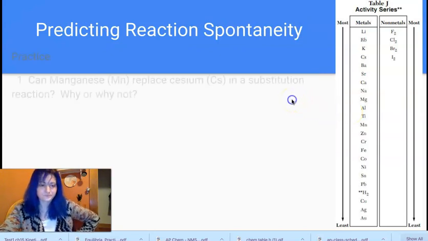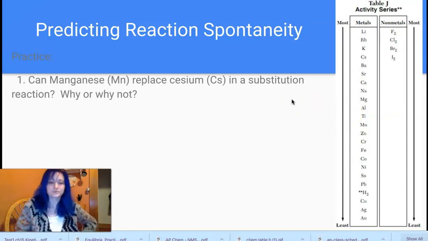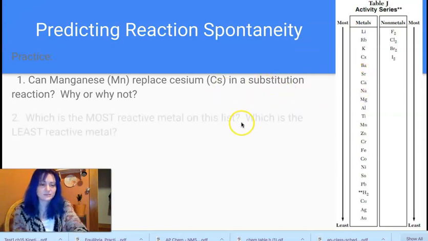Okay, so let's practice. Can manganese replace cesium in a substitution reaction? Why or why not? This is a very straightforward, classic Regents question. Manganese is here, cesium is up here. Cesium is more active than manganese, so cesium would replace manganese. Manganese would not replace cesium. So the answer here is no, because cesium is more active than manganese.